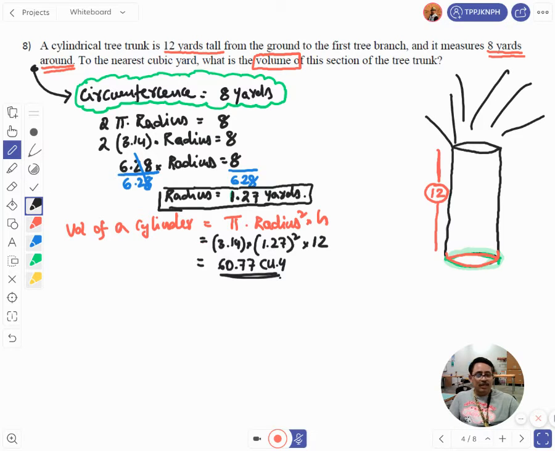So again, this question seems to be a little difficult, and the tricky part is that it is 8 yards around. That means the number represents the circumference. So write the circumference of a circle rule, which is 2 times pi times radius. Then isolate radius, and you get the value of radius. Then take the volume of a cylinder formula, then plug in the numbers. Okay, let me quickly jump to the next question.